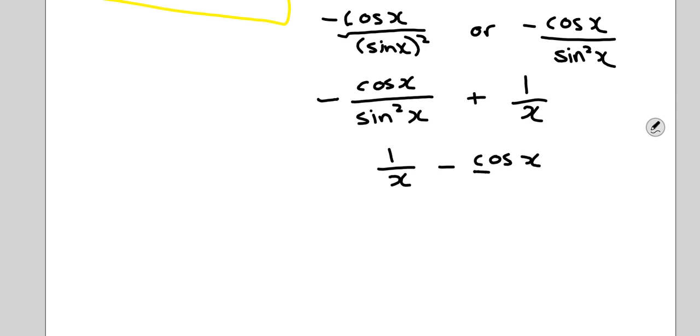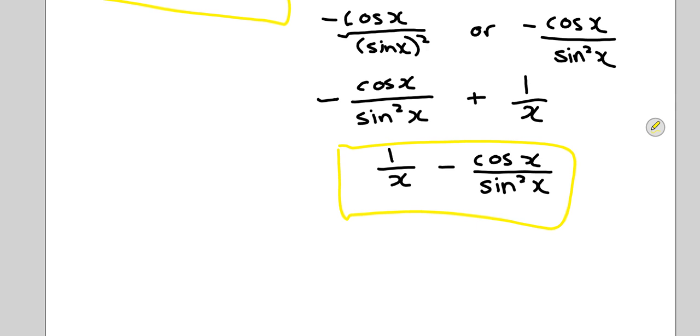Wait, where did you get this 1 over x from? Exactly, pay attention. Where did you get this 1 over x from? Negative cos x over sine squared x plus 1 over x. That's a good point. To be able to add two fractions together, you need a common denominator, which would be painful. But maybe, you never know, they might make you do that one day.